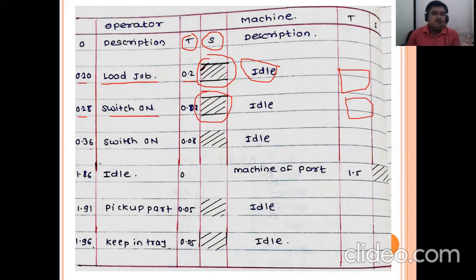At 0.36, switch off, switch on, whatever it may be. At that time again, the operator is busy. What we have to show is that the operator is busy: switch on the machine, switch off the machine, feed the job once again, etc. But at that time the machine is idle. Somebody may say, sir, you have already switched on the machine, how is the machine idle? No, until actual cutting happens, the machine is idle only.